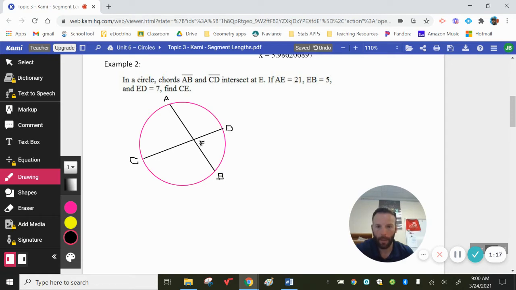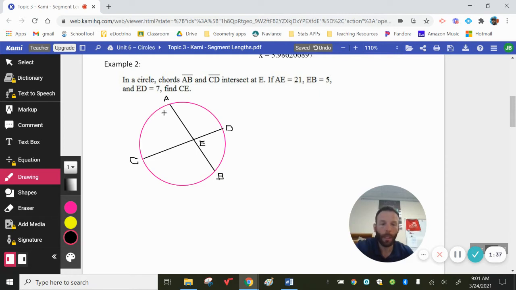Now, just so you can tell, the point E is just some point inside the circle. And I drew my chords this way to make it so that it doesn't look like E is the center. E is not the center. It does not have to be the center. If it was the center, then these lengths would be much easier to find.